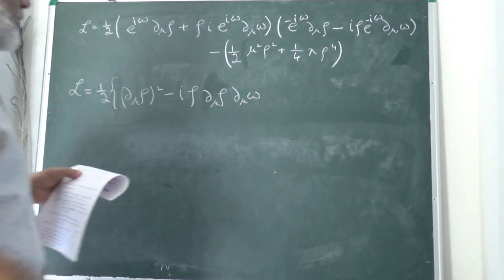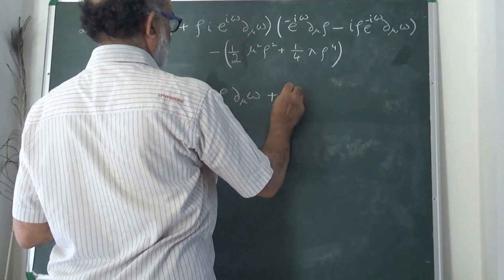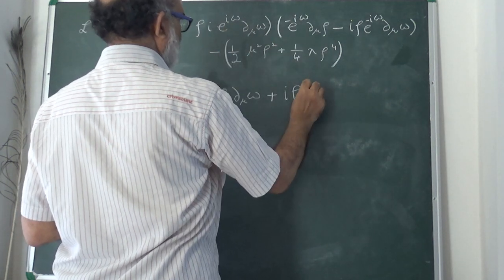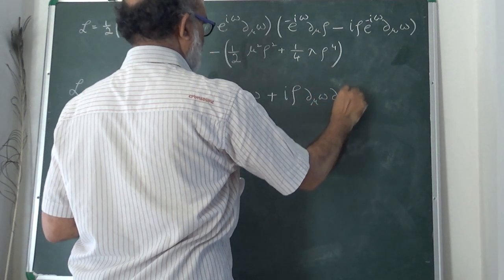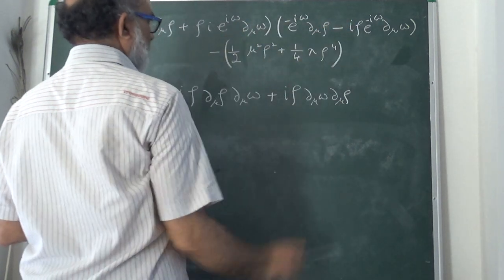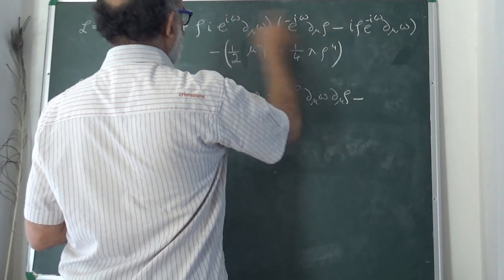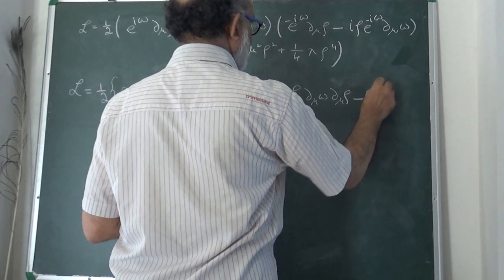This with this, so it will be these two. It will be plus minus minus, and i square will make you minus, so it will be minus rho square.